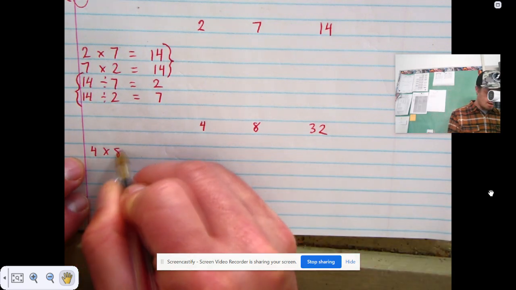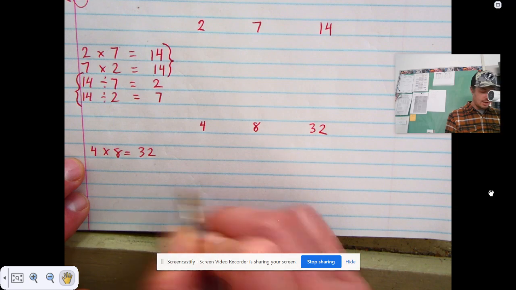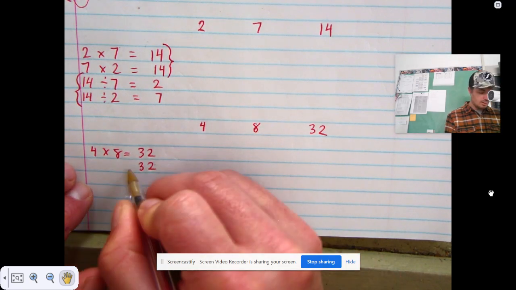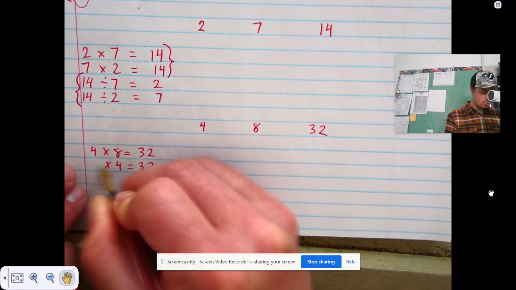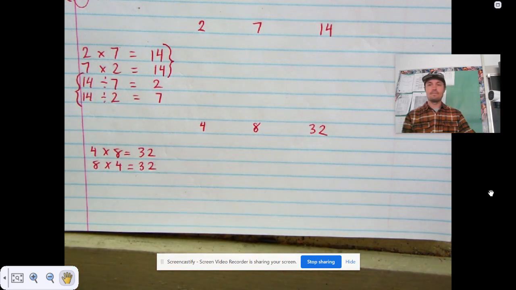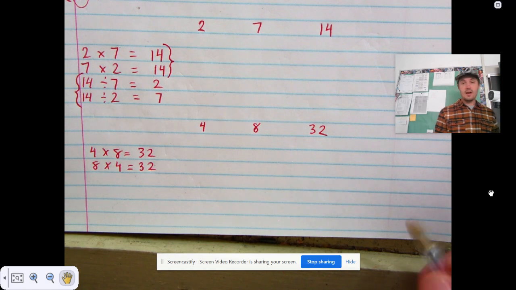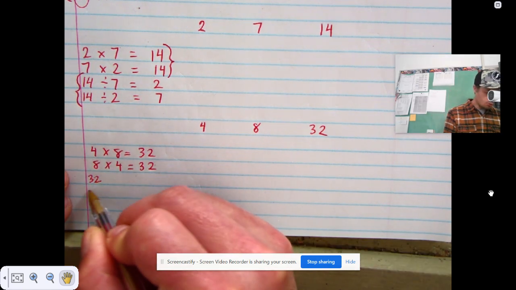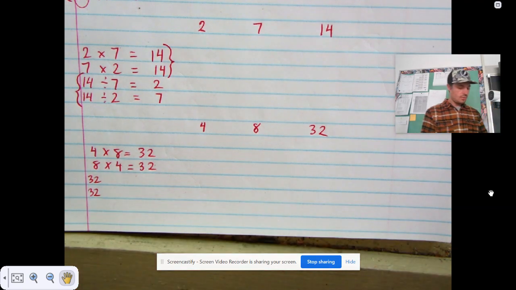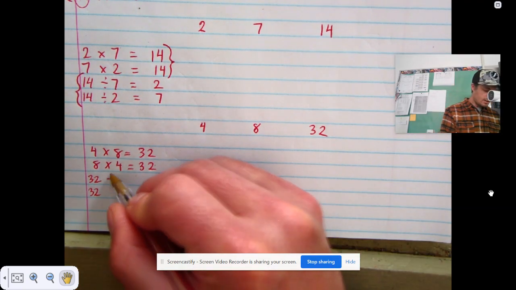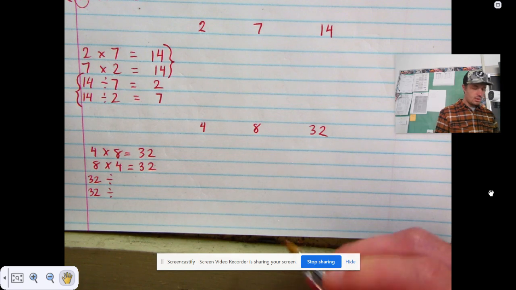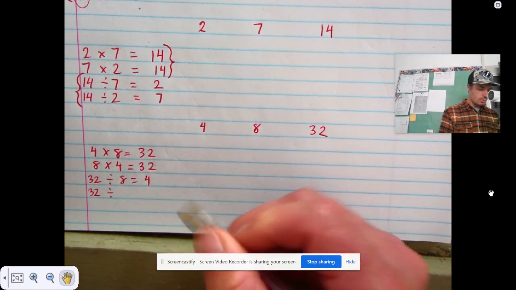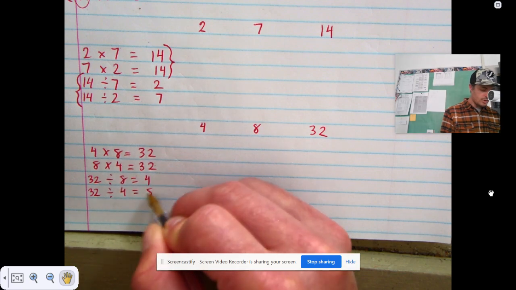So 4 times 8 equals 32. And if I do the other multiplication fact, the 32 will be in the same spot, and the other two numbers will just switch places. And now I'm going to move on to the two division facts. In both of them, the 32 will be all the way to the left. And it'll be divided by, one of them will say 32 divided by 8 equals 4. The other one will say 32 divided by 4 equals 8.